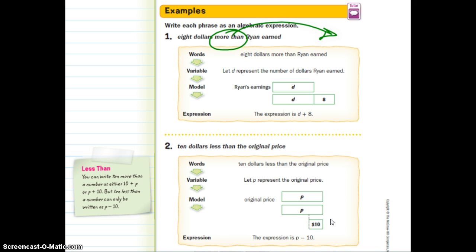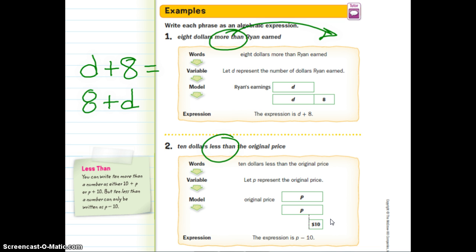Now, dollar, we're going to use the D for dollar. So D, and then $8 more than. So D plus 8. And the commutative property of addition says I can write this 8 plus D and still get the same answer. So for addition and multiplication, I can reverse the order and it's okay. But that's not the same thing when we talk about subtraction. So let's look at this.